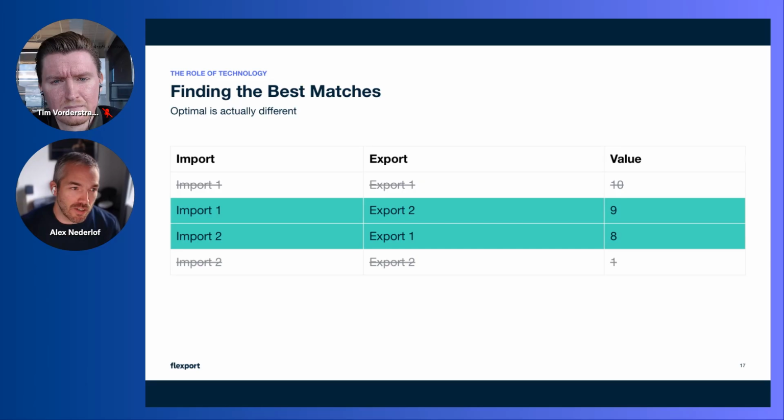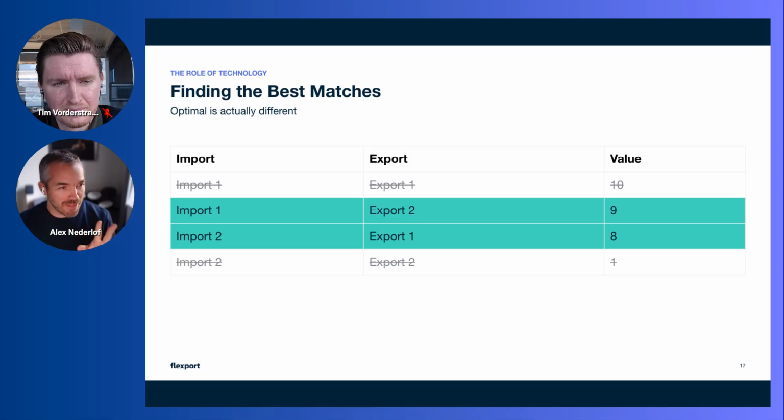If you take a better look, you should actually do the other combination, where you take import 2 with export 1 and import 1 with export 2, and that will give you a value of 17, right? But how do you systematically, programmatically get to that number? Well, in this example, it's easy. We can just look at it, or you could try all possibilities. But trying all possibilities very quickly becomes a problem.